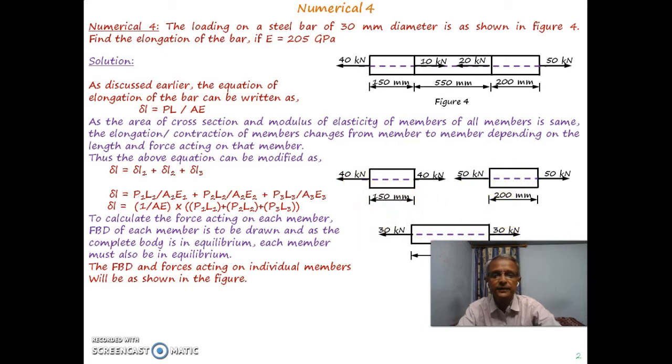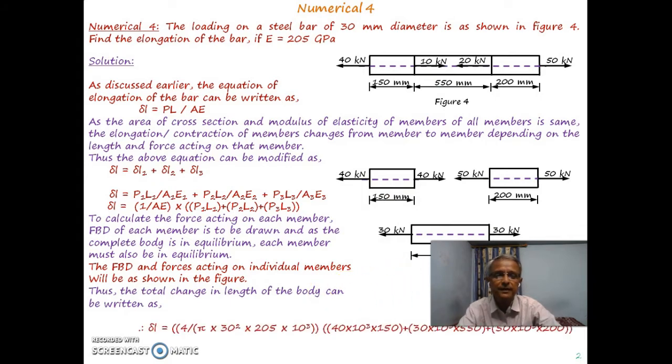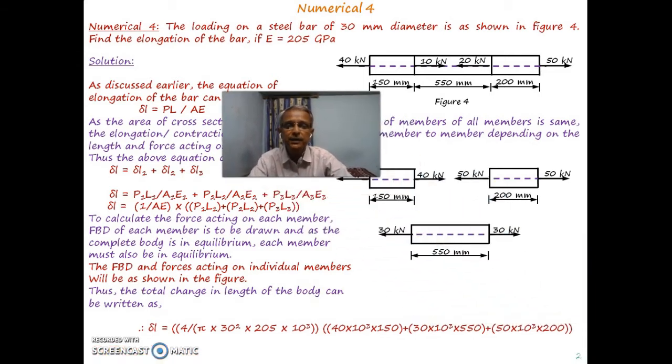The total change in length of the body can then be written as delta L equal to 1 divided by AE. The area is pi by 4 times 30 squared for all segments, and Young's modulus was 205 gigapascal, as given, so it is into 10 to the power 3. This is taken out as common, and what remains is the force in each segment and the length of each segment.